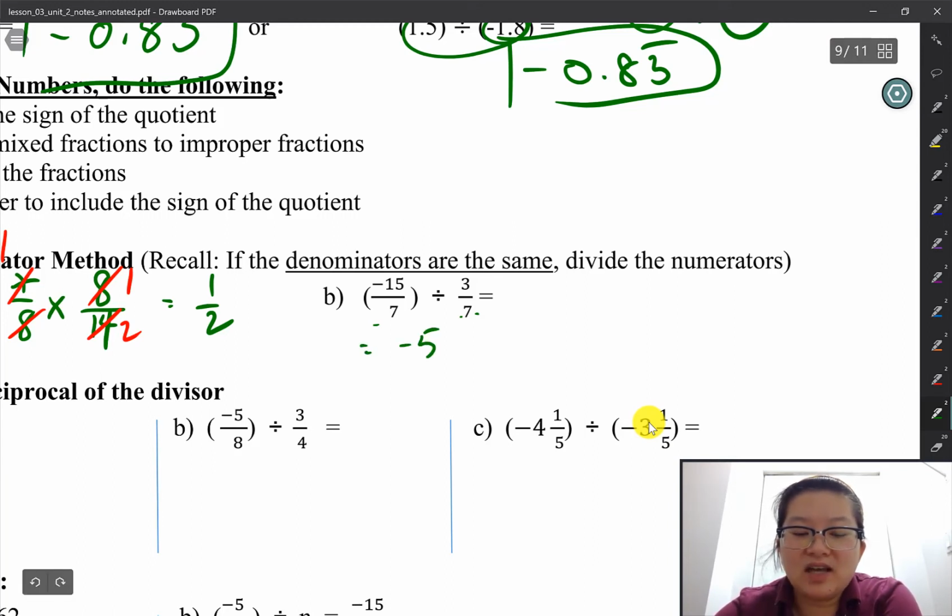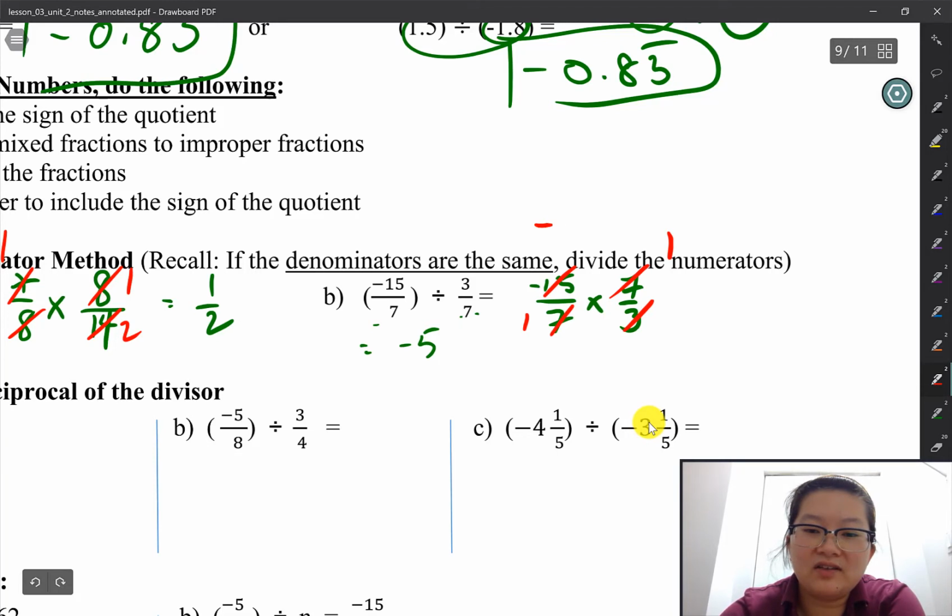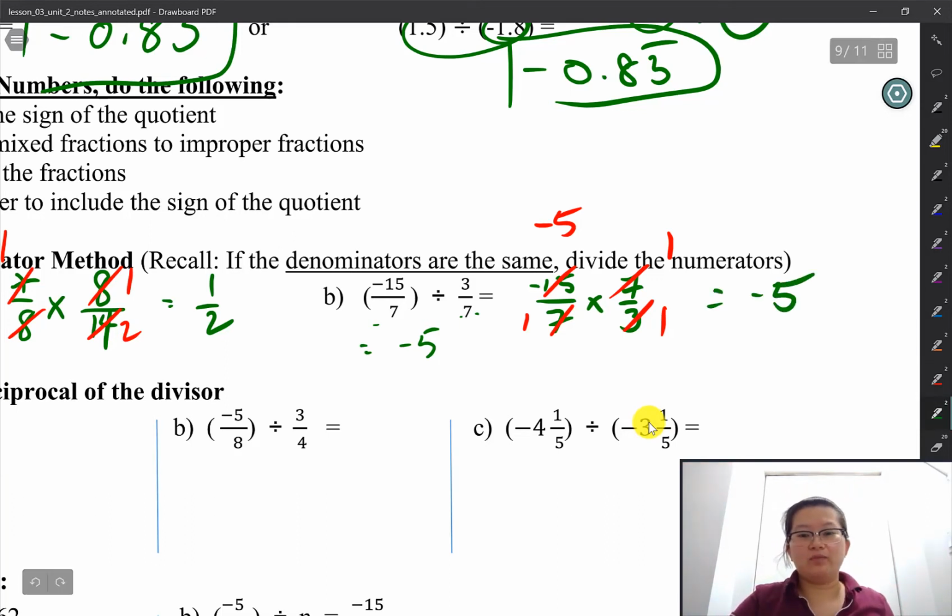Okay? But let's see why it works. Negative 15 over 7 multiplied by 7 over 3. I notice that my 7 here cancels out, and my 3 and my 15 here cancel. I have negative 5 divided by 1, and this is going to give me negative 5, since I have negative 5 times 1.